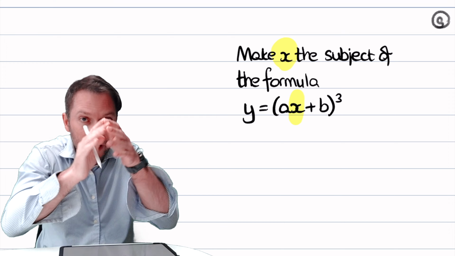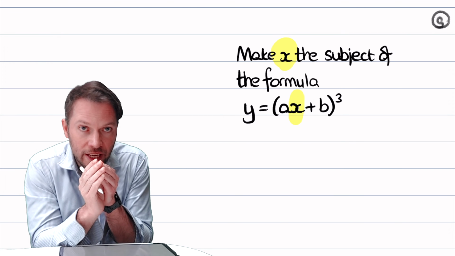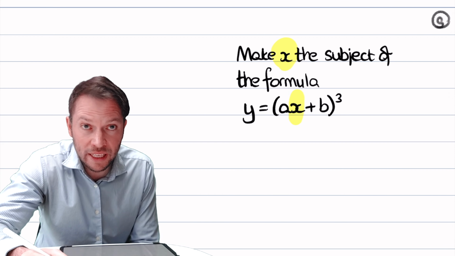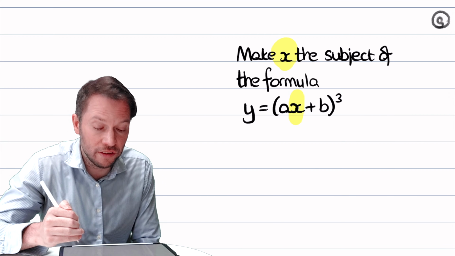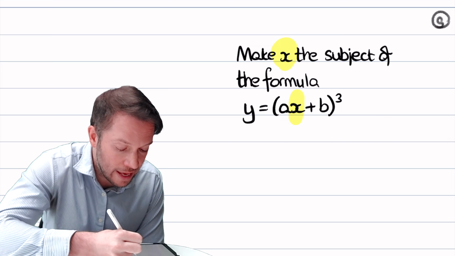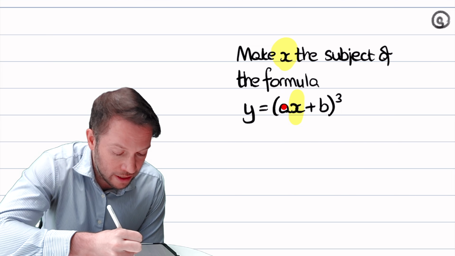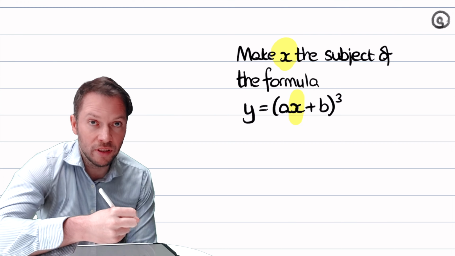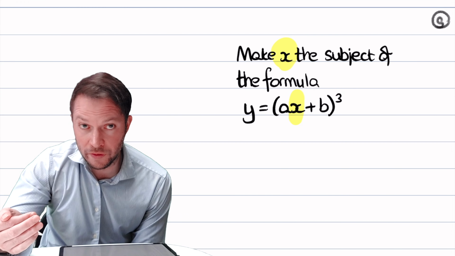It's like peeling the layers of an onion around it to just get the x in the center. So we just think about what's happening to x and undo those things. We unpeel the onion, if you like. x is being multiplied by a, then we're adding b to it, and then that whole thing is being cubed. So we undo the last thing that happened to x.